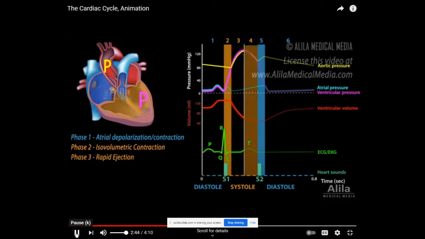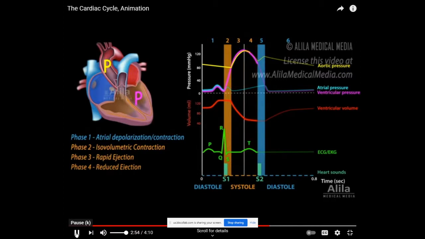As ventricular repolarization, reflected by the T wave, begins, ventricular pressure starts to fall and the force of ejection is reduced. When ventricular pressures drop below aortic and pulmonary pressures, the semilunar valves close, marking the end of systole and beginning of diastole. Closure of semilunar valves produces the second heart sound, S2.